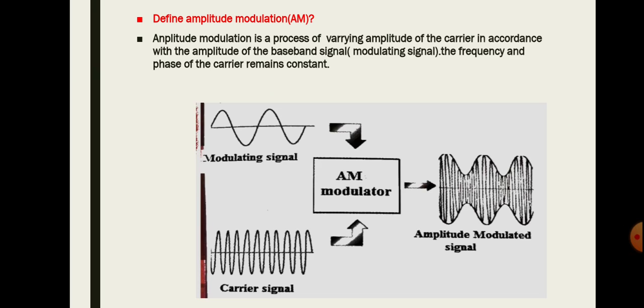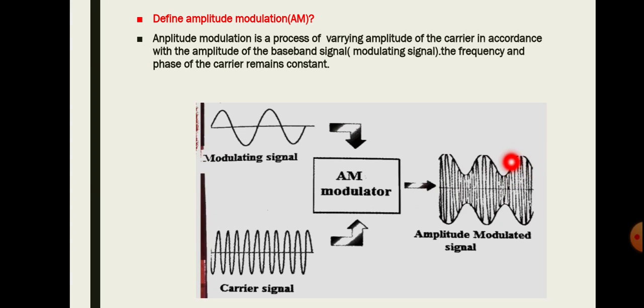That means in the case of amplitude modulation, typically there will be a modulating signal which is shown here, which is a sine wave, and there is a carrier signal which is also another sine wave, but you can see in the diagram the frequency of the carrier signal is higher compared to the frequency of the modulating signal. And these two signals will be given to a modulator, that is AM modulator. As a result, it will produce amplitude modulated wave.